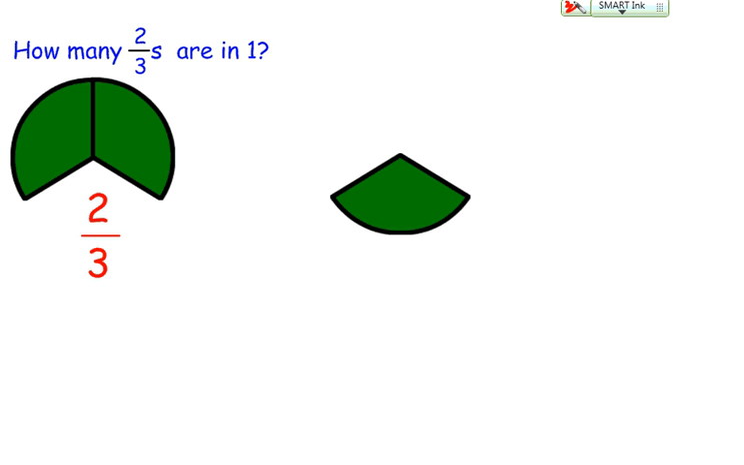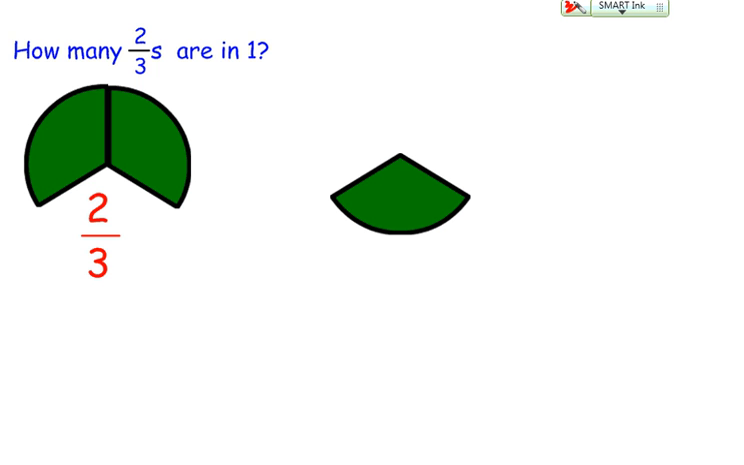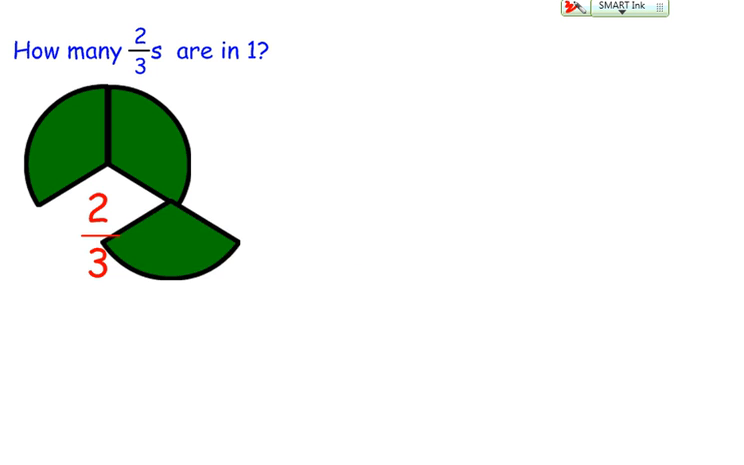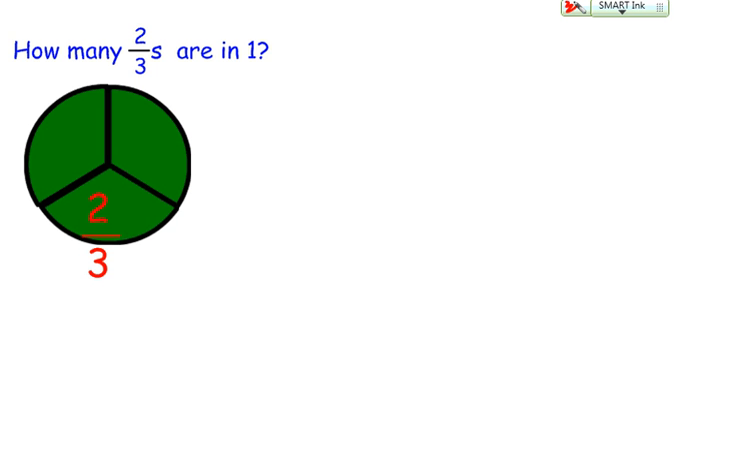Let's try this again. It says, how many 2/3 are in 1? In other words, what is 1 divided by 2/3? So you have this idea here. We have a 2/3 here, and our 2/3 is made up of 2 1/3. Now, we want to understand how many are in 1. And so if I add this last third in here, we have a complete idea. The green circle now represents 1.